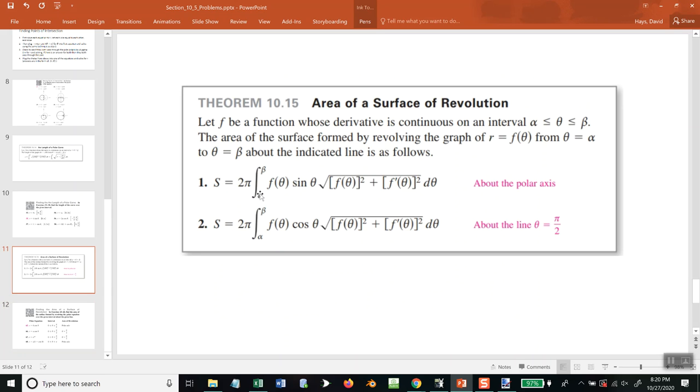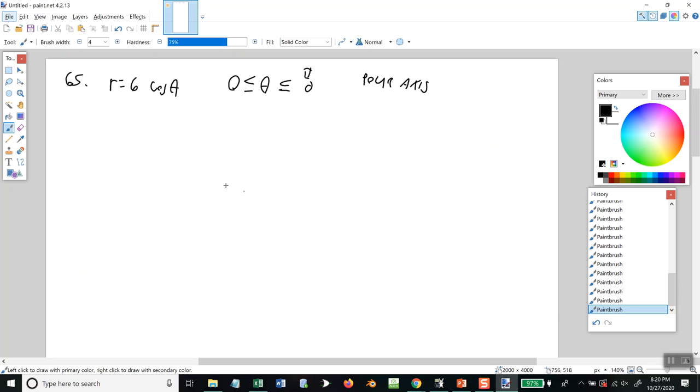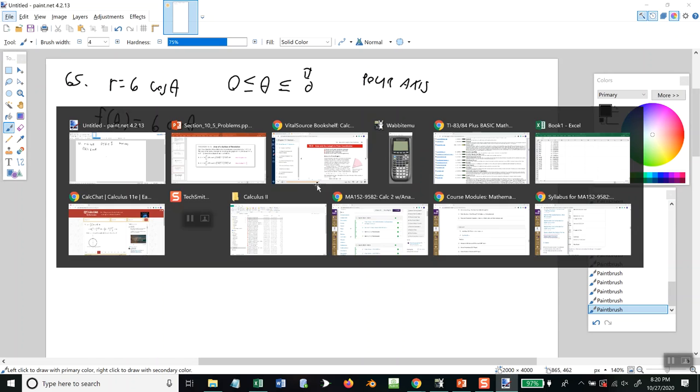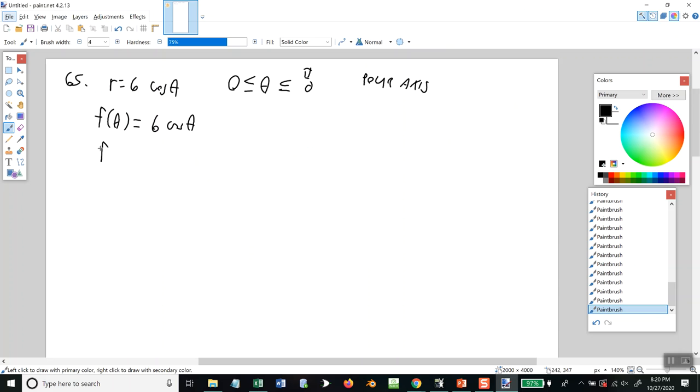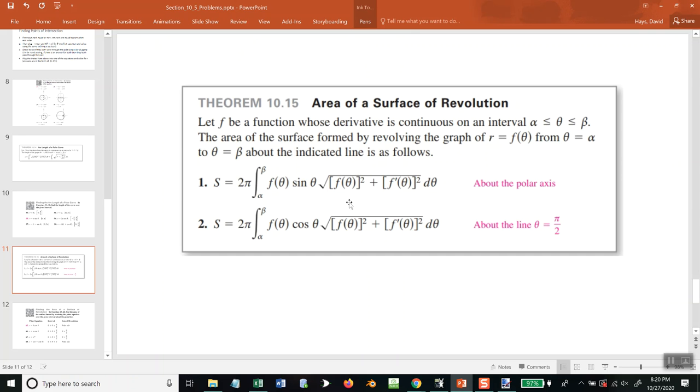Now, alpha and beta will be given directly, just like we were given. We need f of theta, and again, that's your r. So it's 6 cosine theta. We also need our derivative. So f prime of theta would be, the derivative of cosine is negative sine. So I got negative 6 sine theta. And now we're ready to plug it in.